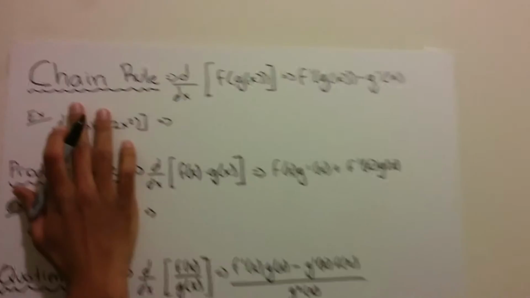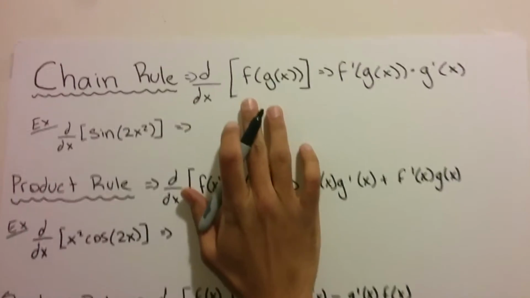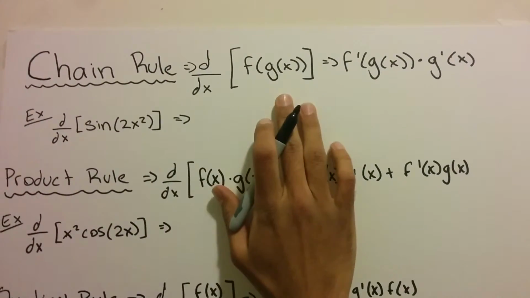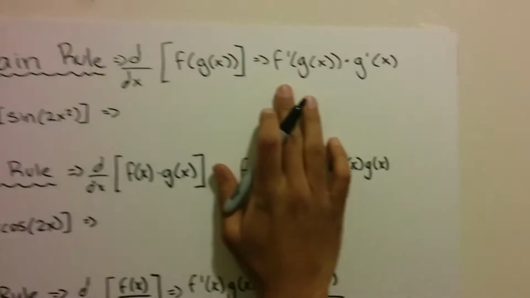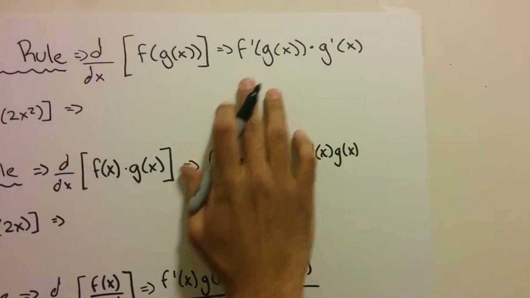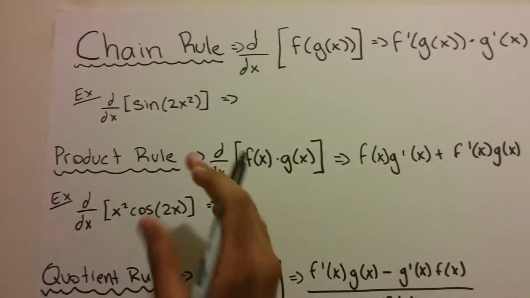So the first thing we're going to talk about is the chain rule. The definition of the chain rule is, if you have a function within a function, so f of g of x, the derivative of that is f prime g of x times g prime x. So we have an example over here explaining how it should be done.